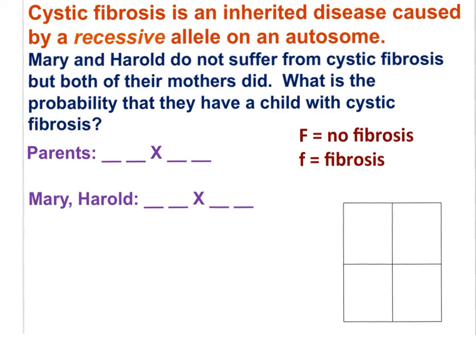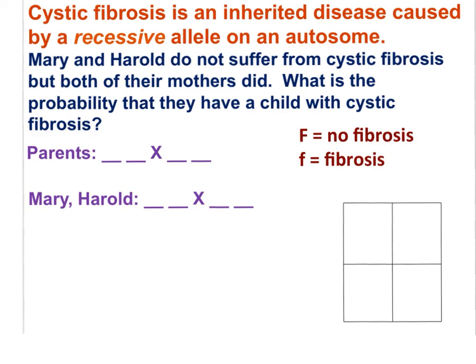Cystic fibrosis is an inherited disease caused by a recessive allele on an autosome. Mary and Harold do not suffer from cystic fibrosis, but both of their mothers did. What is the probability that they have a child with cystic fibrosis? I've given information here that cystic fibrosis is caused by a recessive allele, so I've designated the recessive allele f for fibrosis and the dominant allele F for no fibrosis.